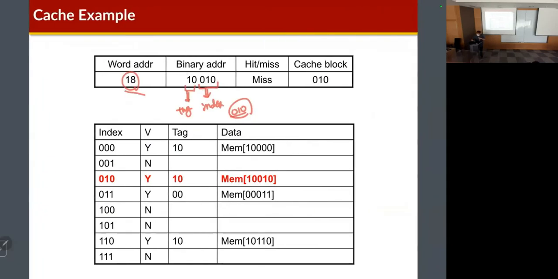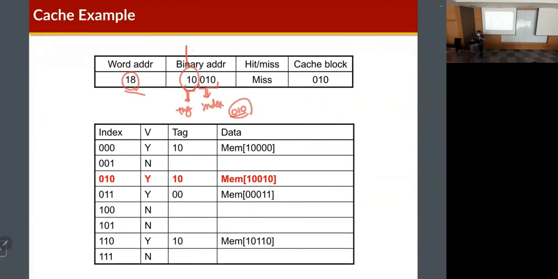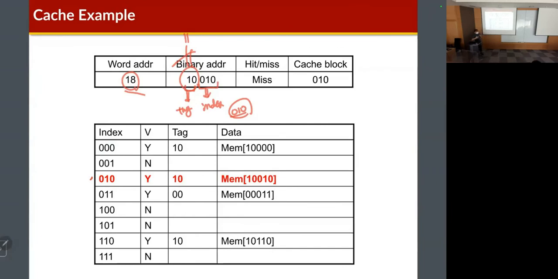What's the problem? This is the tag, and the tag stored in the cache is different. So what does that mean? Even though this cache has valid data in the target entry, this data is different from the requested data. How do we know? We can check the tag. Because the tags are different, this cache does not have matched data, which means a miss.